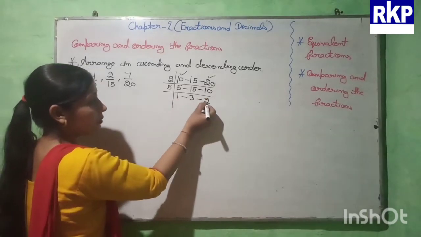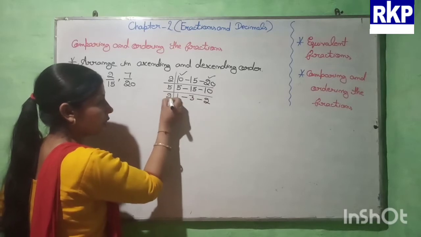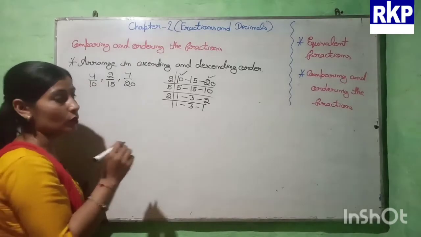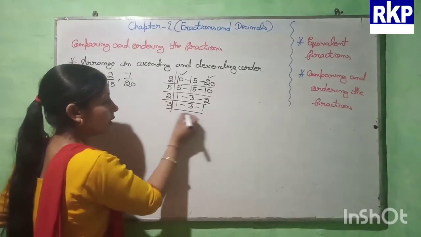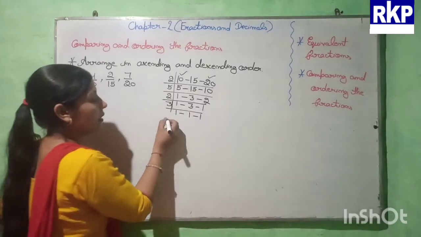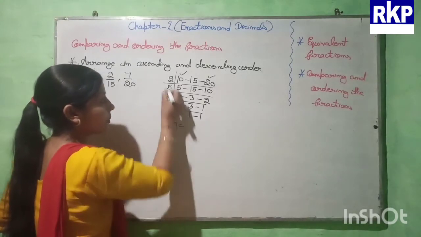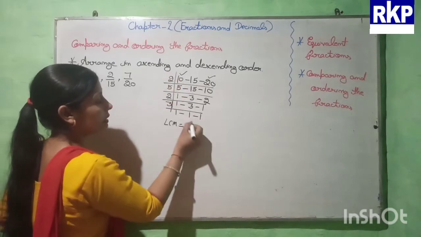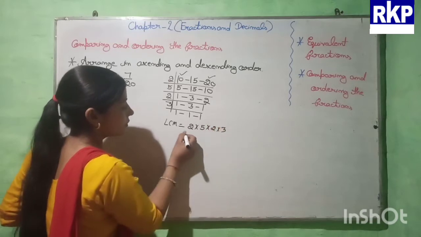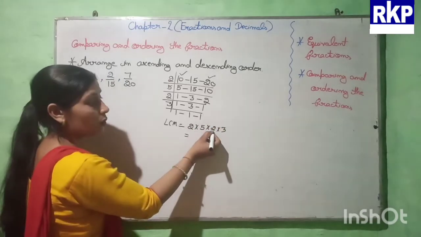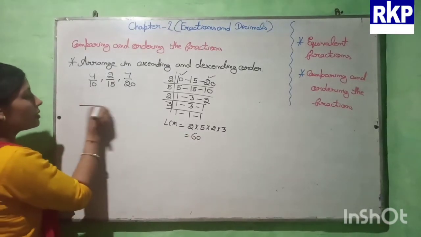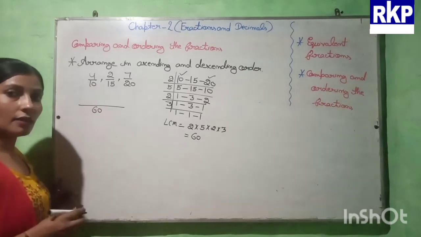Now here 1, 3 and 2. So here we can write 2, 1 as it is, 3 also as it is, and here 2 1s are 2. Now here we will write 3, 1 as it is, and here 3 1s are 3, 1 as it is. Now let us write the LCM, and here we have to multiply these numbers. 2 multiplied by 5, multiplied by 2, multiplied by 3. 2 5s are 10, 10 2s are 20, 20 3s are 60. So 60 is the LCM of these. So here we will write 60.